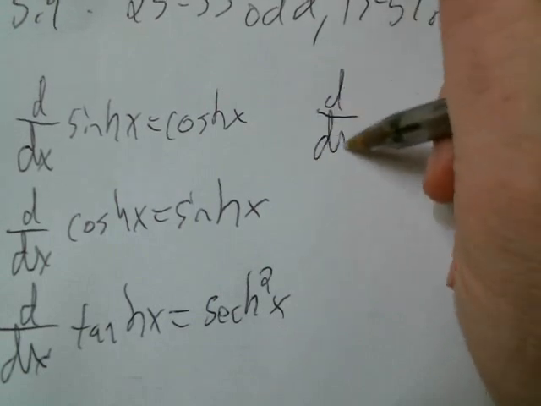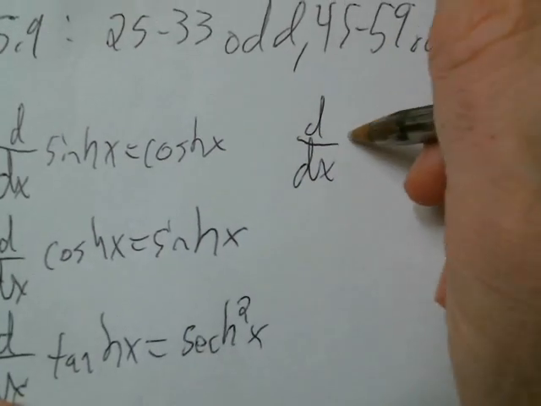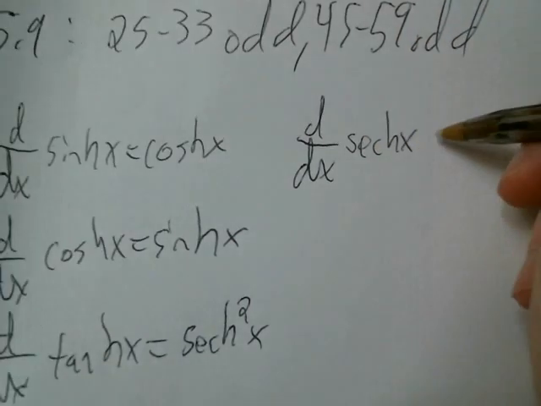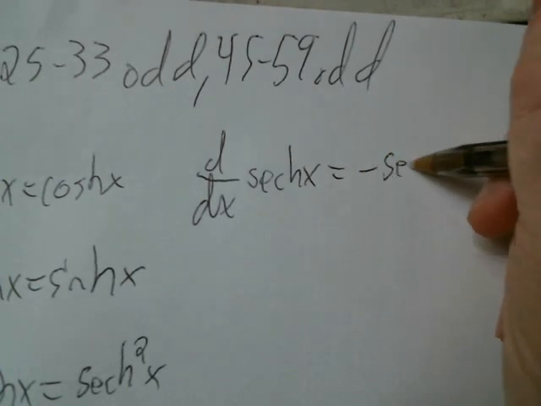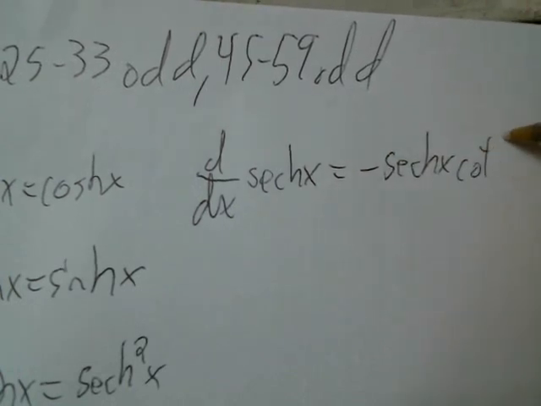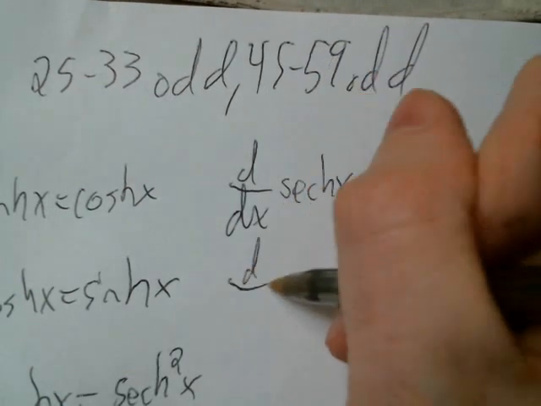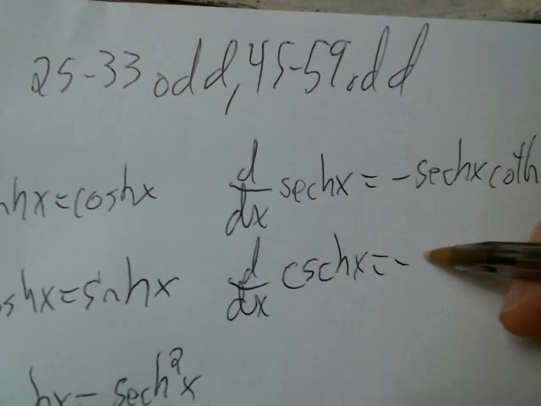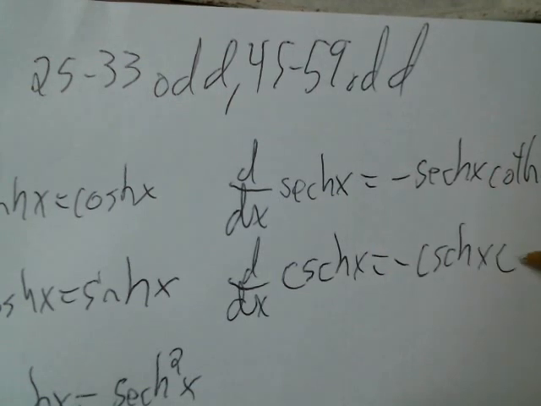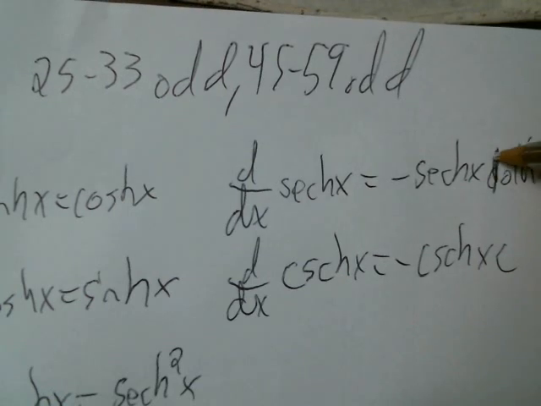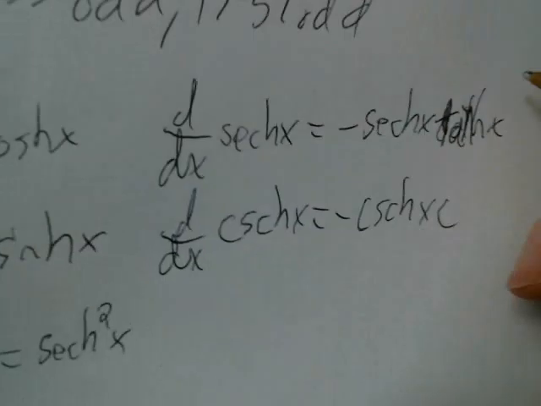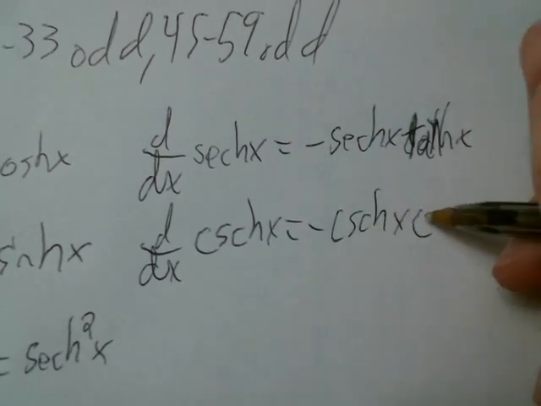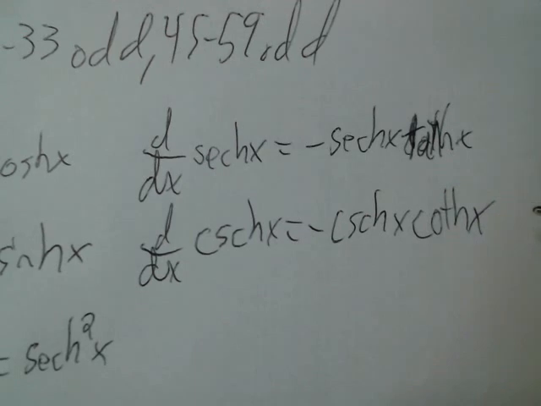And all these derivatives on this side are all negative. So the derivative of sech is negative sech tanh. Sorry, this should just be tanh up here. Secant tan, so sech tanh. The derivative of cosech is negative cosech coth.